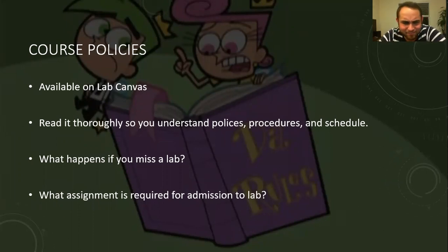And again, pretty much the policies for any lab apply: don't eat, don't drink, don't smoke in the labs, wear closed-toed shoes. So yeah, the policies are pretty self-explanatory, but if you do have a question, just let me know. For example, what happens if you miss a lab? I would not recommend that you miss a lab unless you're very, very sick. Usually you miss the points for that lab. So again, I don't want you guys missing any labs.